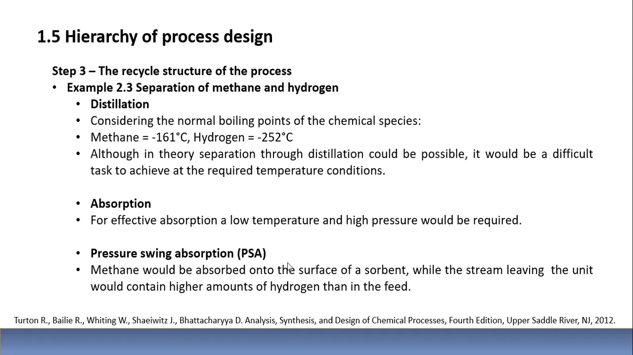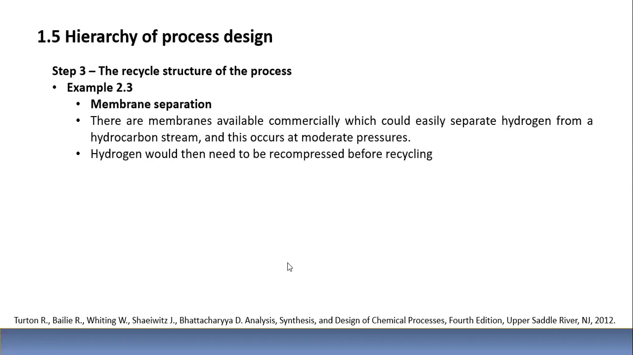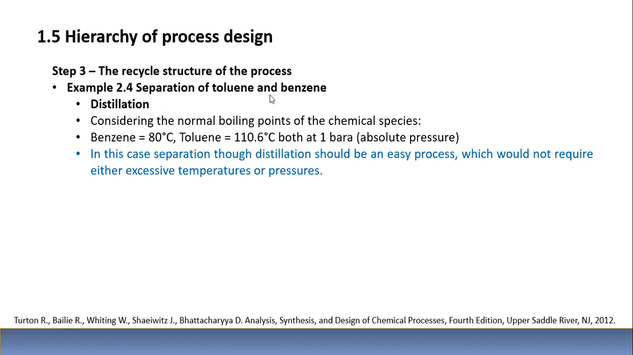En cuanto al metano, la separación de metano e hidrógeno. En cuanto a la separación de tolueno y benceno, es más fácil y proponen directamente por destilación. Considering the normal boiling points of the chemical species, benzene has a boiling point of 80 degrees Celsius and toluene has a boiling point of 110.6 degrees Celsius, both at 1 bar absolute. In this case, separation through distillation should be an easy process, which would not require either excessive temperatures or pressures.